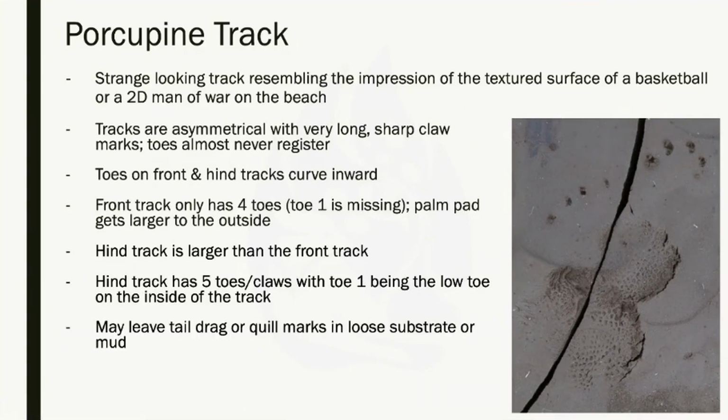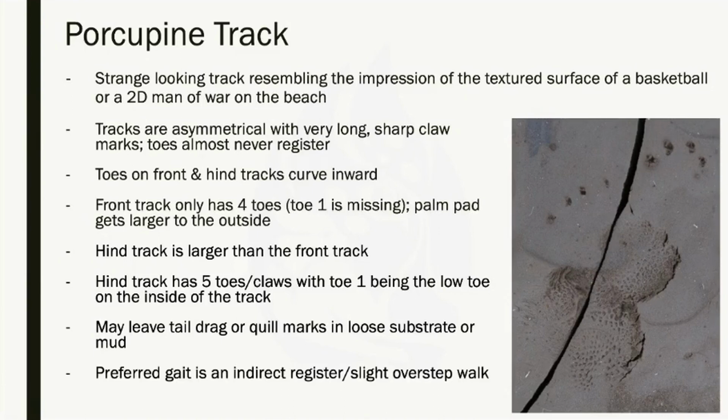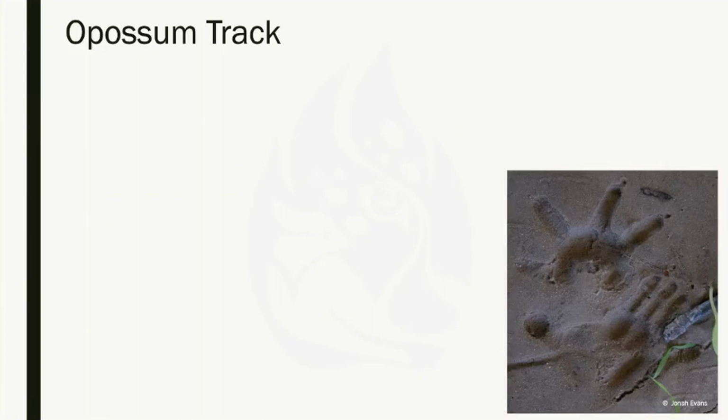One of the other great things about a porcupine, if for some reason you can't make out the tracks, is you can look for quill marks. It's really cool. You see these little dots, or oftentimes you'll see a tail drag in loose substrate. Their preferred gait is either direct register or indirect register, maybe a slight overstep where the hind lands on top of the front track. You can see here that the front and hind basically registered almost in the same space, partially overlapping.